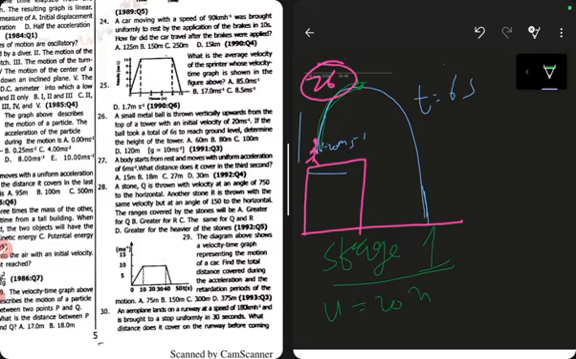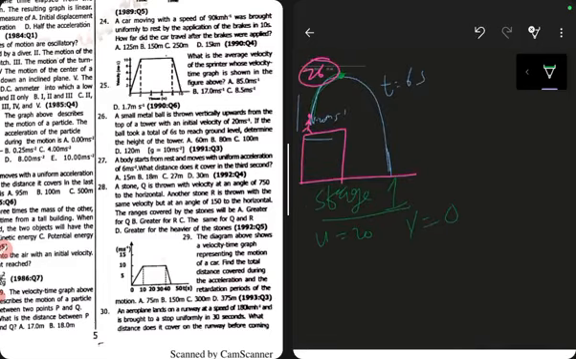Final velocity will be 0 because at that maximum height, the body will stop moving. That means the velocity has been finally depleted, and then it will start falling back. So the final velocity will be 0, and the acceleration will be negative because, like I said, it's going against gravity, right?